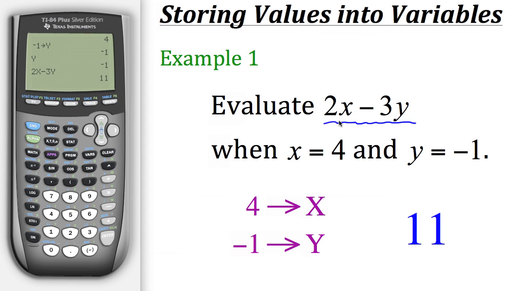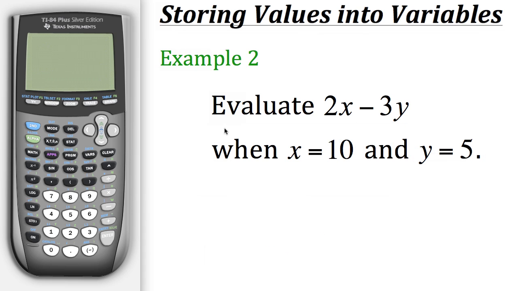Which makes sense because when you have 2 times 4, that gives you 8, and then a negative 3 times a negative 1 is a positive 3. And 8 plus 3 is the same thing as 11. Now let's try one more example, but with different values for our x and y variables.